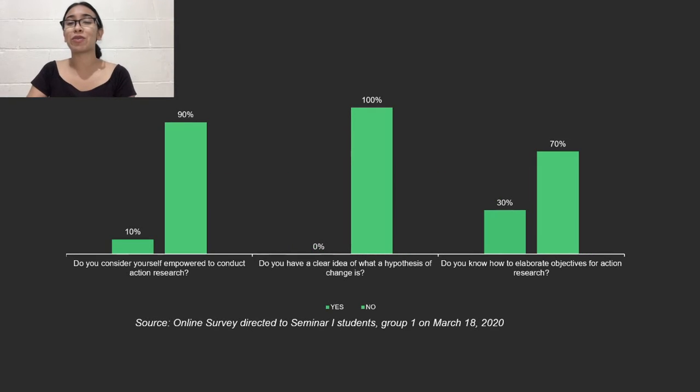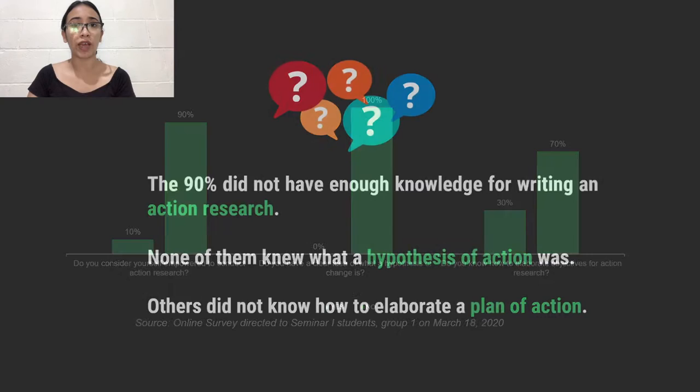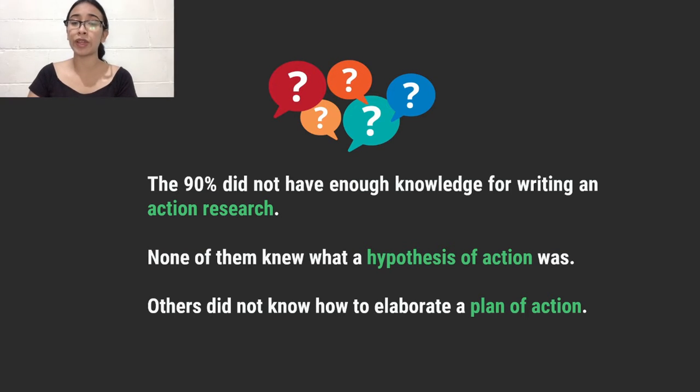Through surveys, it was observable that even though students had already begun writing their research projects, 90% of the students did not have enough knowledge about writing and action research. For example, none of them knew how to write a hypothesis of action. As a result, they could not write one. And some others did not know how to elaborate a plan of action, leading them nowhere, as it is the skeleton of our research project.